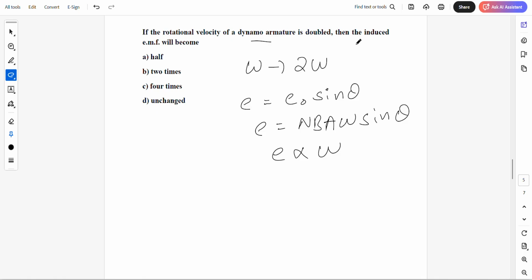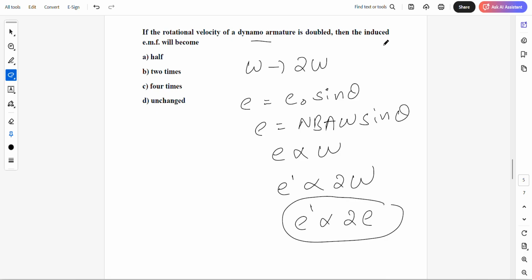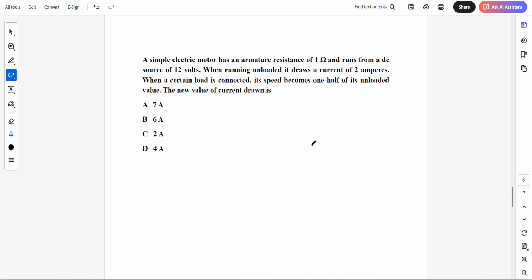Therefore, what happens to the induced EMF? E dash is proportional to omega. So E dash will be proportional to 2 into E. The induced EMF becomes double. E dash will be equal to 2E. Hope you understood this problem.